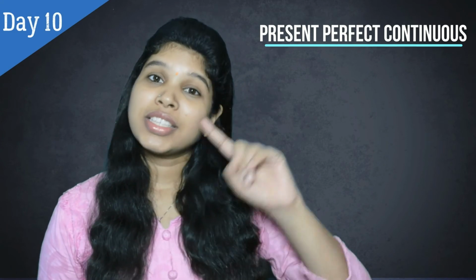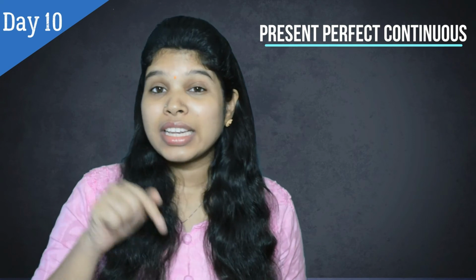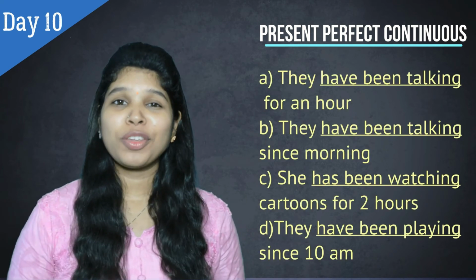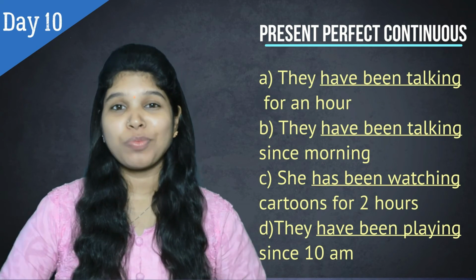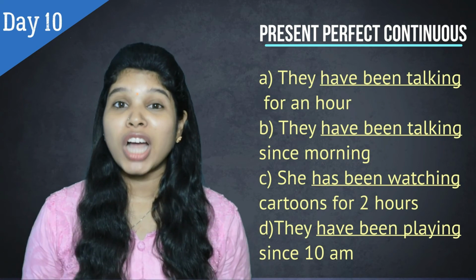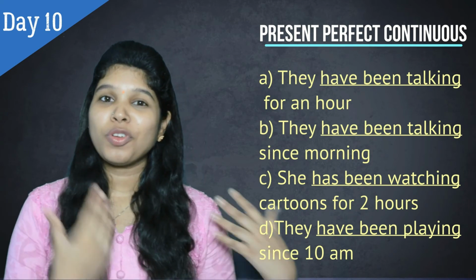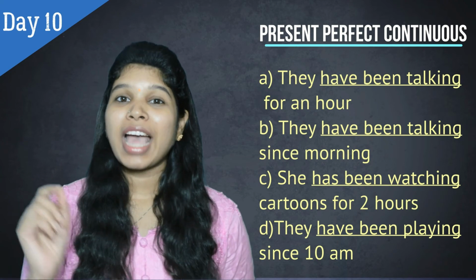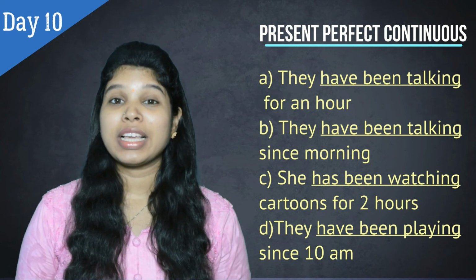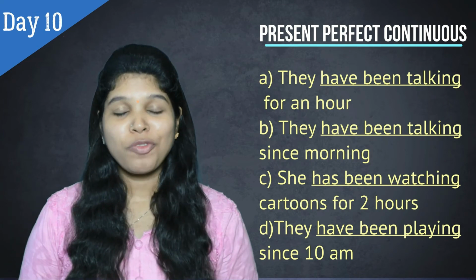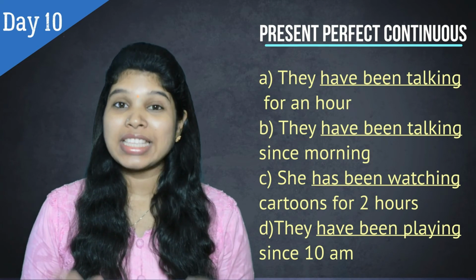Now when we talk about present perfect continuous tense, in this case the actions start in the past and they still continue in the present. This is the easiest. They have been talking for hours. They have been talking since morning. She has been watching cartoons for 2 hours. They have been playing since 10 a.m. Now, if you observe in all these statements, the actions have started in the past, but they are still continuing in the present. So, you need to follow the rule of present perfect continuous tense in such cases.